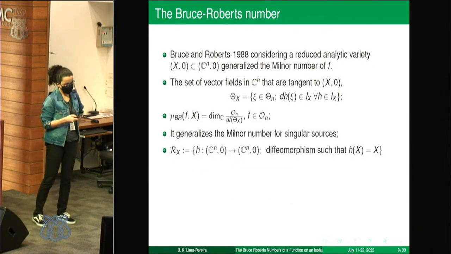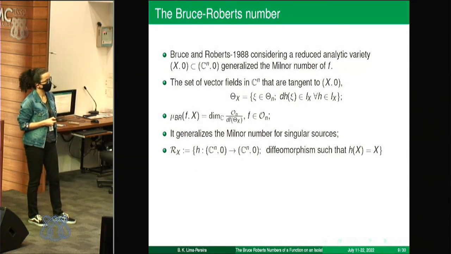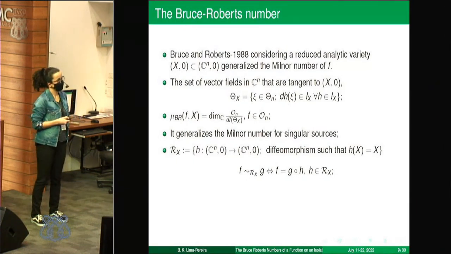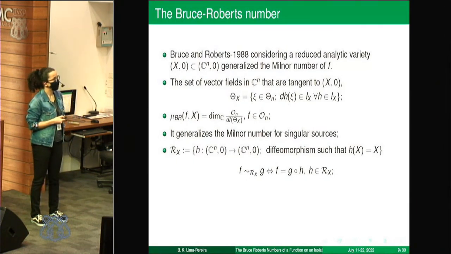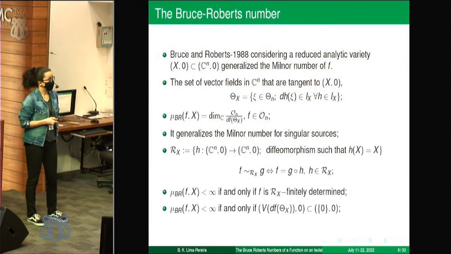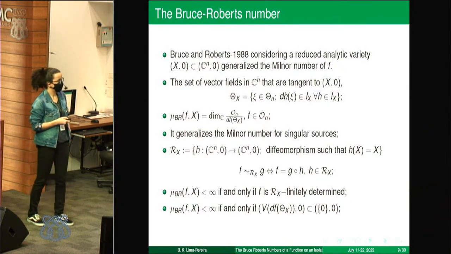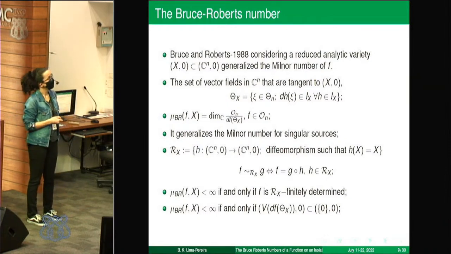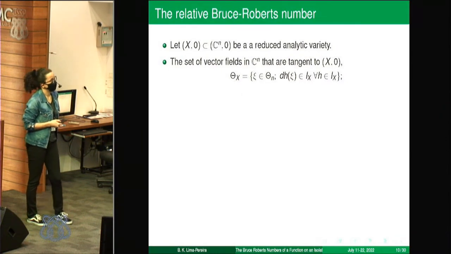The R_X group is the group of the diffeomorphisms in C^n that preserve the set X. And with this group, we also have an equivalence relation in O_n. So two function germs, f and g, are R_X equivalent when there exists an element in the group satisfying this condition. And the Bruce-Roberts number is finite if and only if f is R_X finitely determinate. And the Bruce-Roberts number is finite if and only if this germ is a subset of the zero germ. Okay. So now I will talk about the relative Bruce-Roberts number.